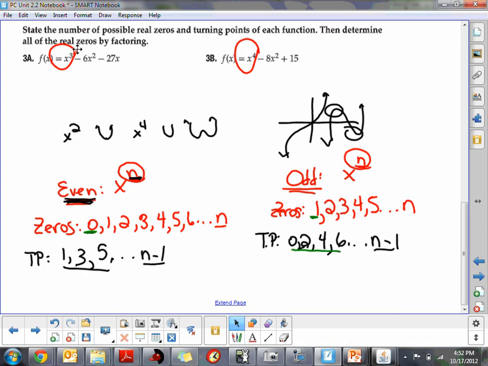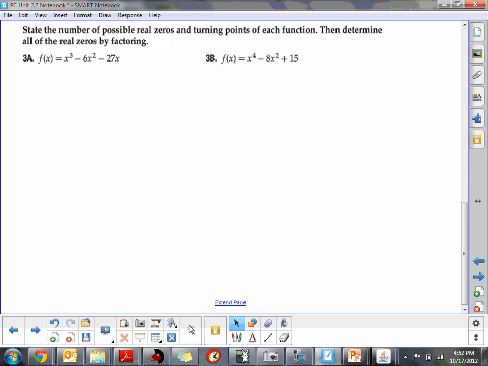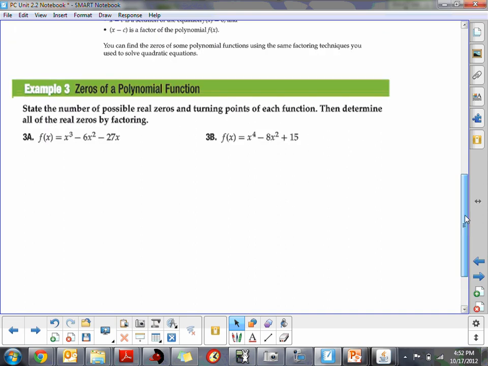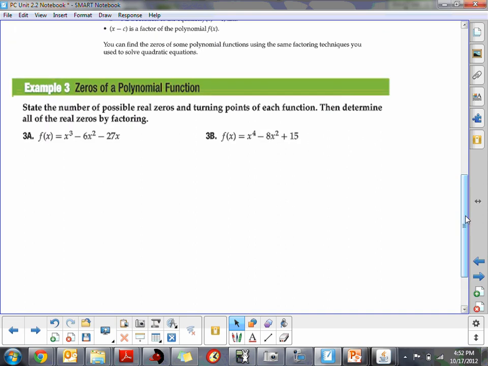So that's the distinction between even and odd, and now we're going to go back into our examples here and try to apply that. I just wanted to show it to you in a bigger scale than what they were presenting so far. So our function has a rule that says x cubed minus 6x squared minus 27x. They ask us to state the possible number of real zeros.